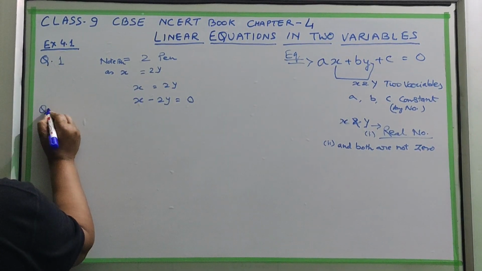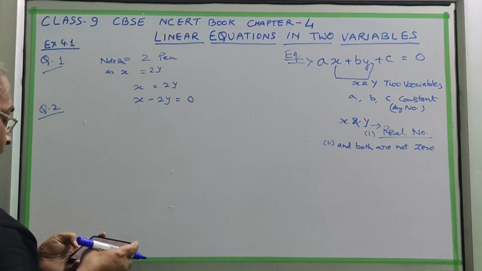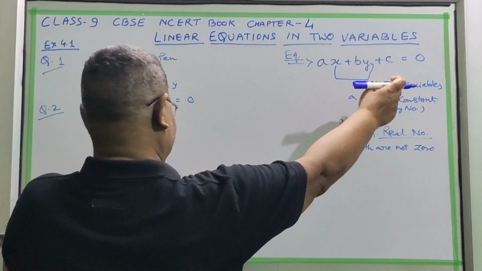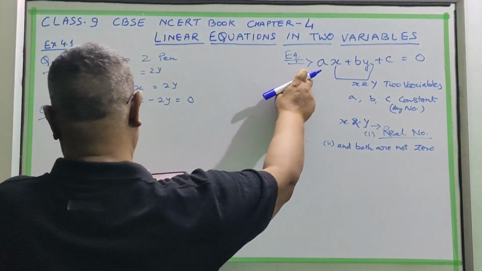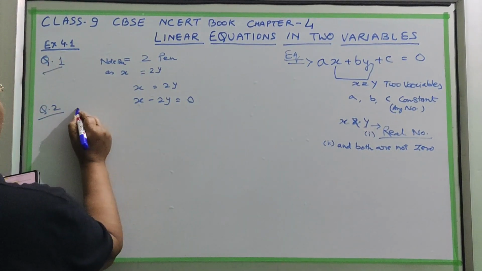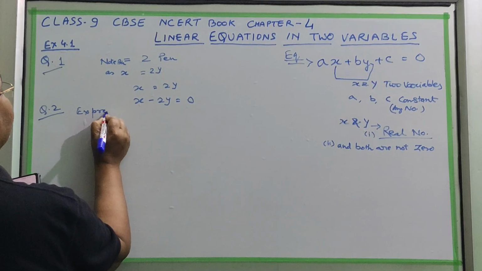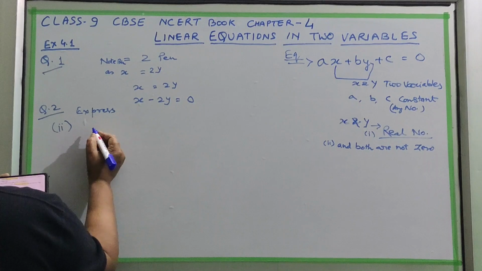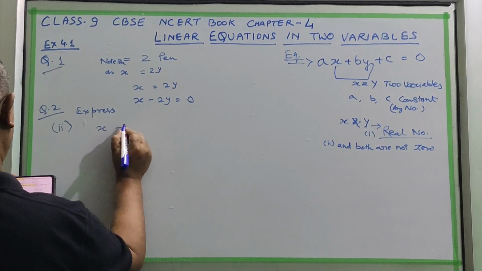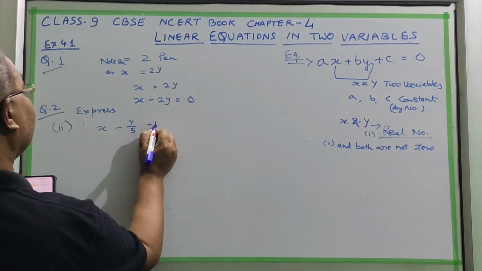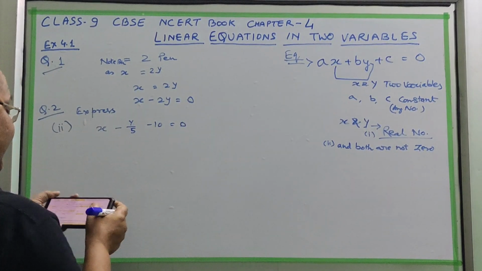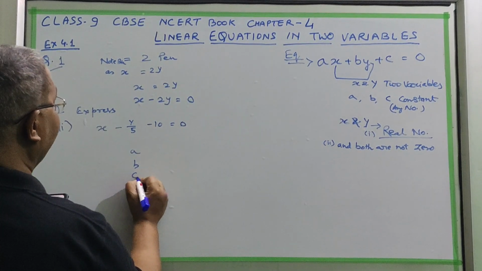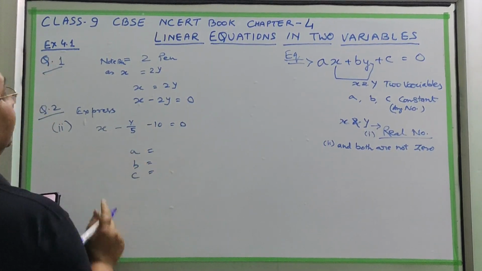Now question number 2. Express the following linear equations in the form ax plus by plus c equal to 0. In this form you have to express. So how you have to express? Now question number 2, sub question 2 we are taking: x minus y upon 5 minus 10 equal to 0, and indicate the value of a, b and c. You have to give, this will be your answer.